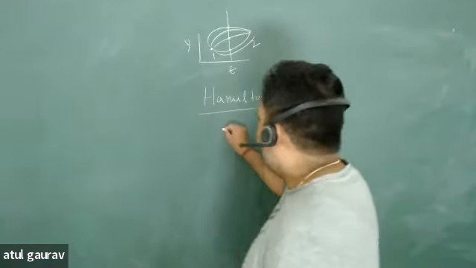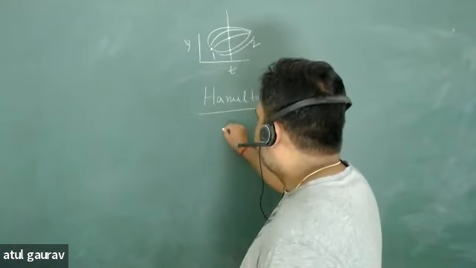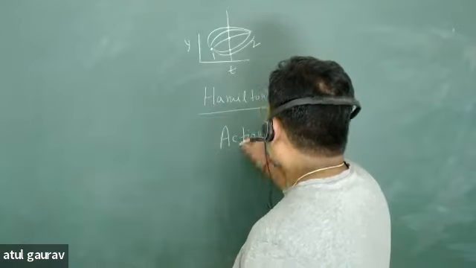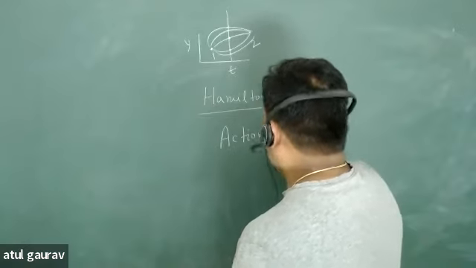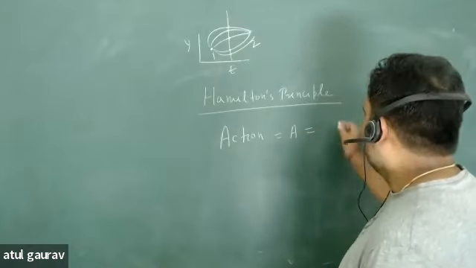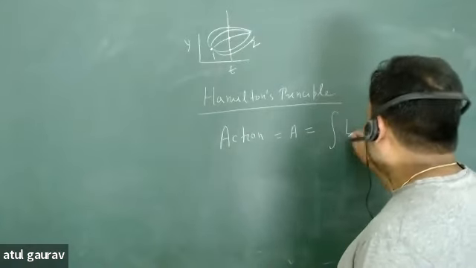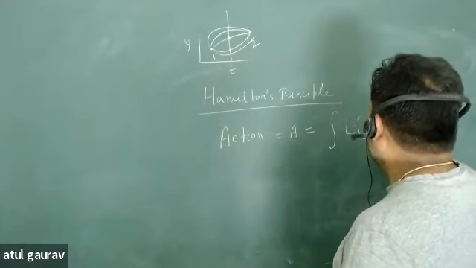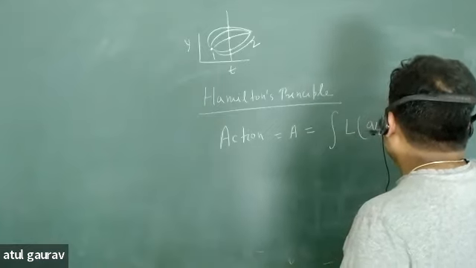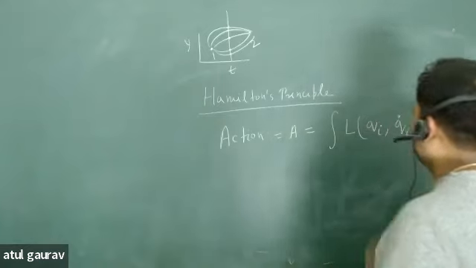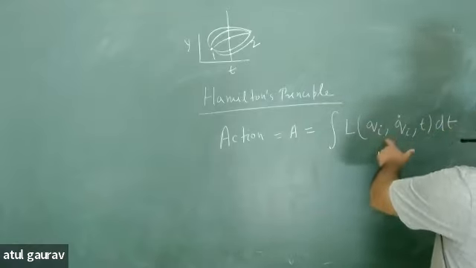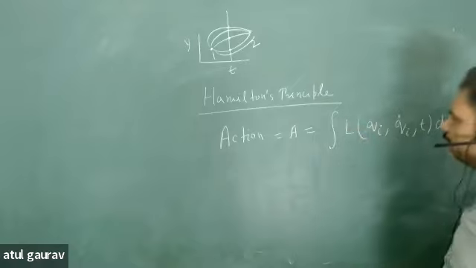Hamilton's principle defines a quantity called action. You can call it A or I, something like this. What is this A? This action is defined as the integral of L, which is a function of generalized coordinate, generalized velocity, and time, dt. This is your action.